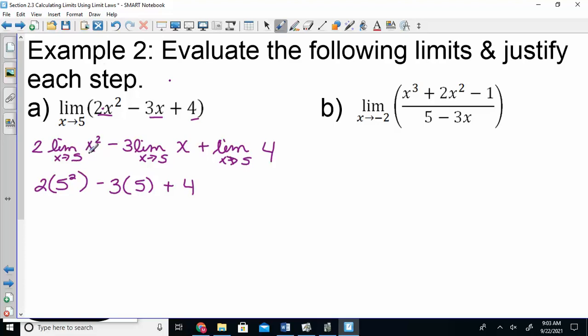When you plug in that number, the limit goes away. We have evaluated for you. So that's gone. So now we just work this out. 5 squared is 25 times 2 is 50 minus 15 plus 4. And we get 30. So we did that instead of making 2 big tables and plugging in all these values.